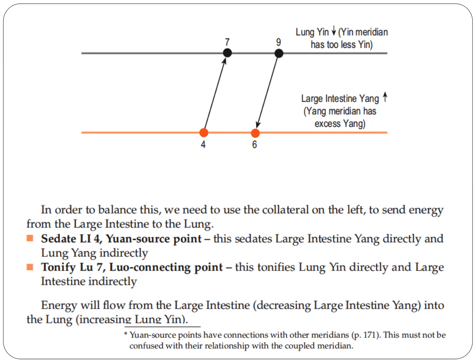Energy will flow from the large intestine, which is decreasing large intestine yang, into the lung, which is now increasing lung yin. Okay, so yuan source points have connections with other meridians. This must not be confused with their relationship with the coupled meridian. Okay, so lung yin is decreased. That means the yin meridian has less yin. Large intestine yang is increased. The yang meridian has excess yang.